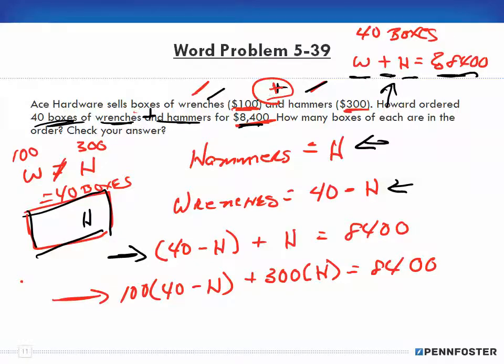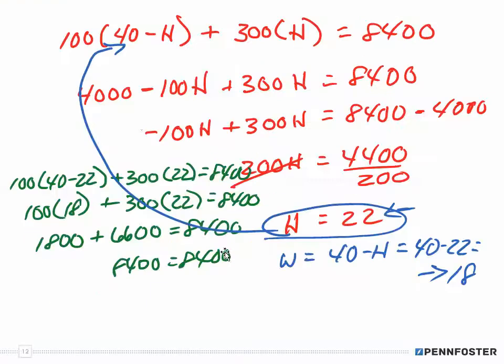However, I'm not done, because I need to take into consideration that wrenches and hammers cost a different amount. So I multiply the number of wrenches by 100, because that's the cost for the wrenches. I multiply the number of hammers by 300, because that's the cost for the hammers. Now I've made things on a level playing field, right? And then it's basically just doing all of the math. I end up with 22 hammers.